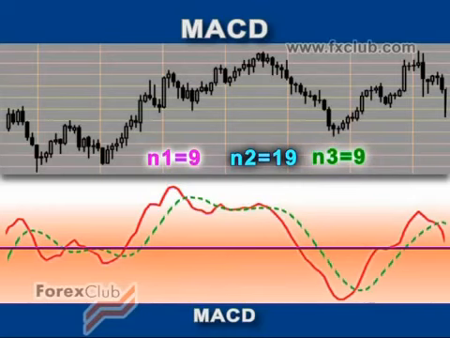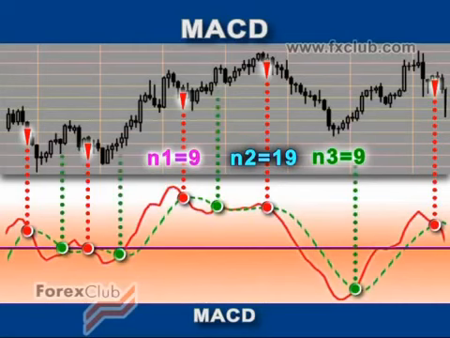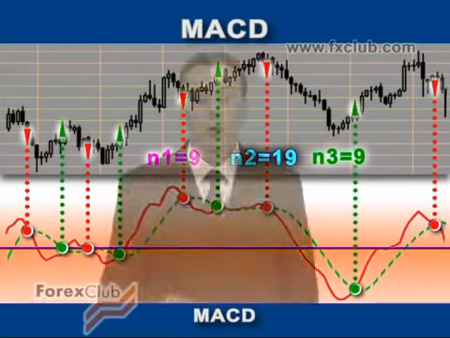The crossovers give the signals. Look at the points where the solid fast line crosses below the slow dotted line. That's a sell signal. And if it crosses above the slow line, it's a signal to go long. But before we examine the trading signals of MACD, let me run through some of the properties of this oscillator.